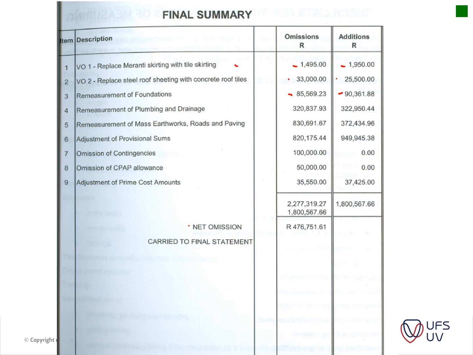Then you've got the remeasurement of the plumbing and drainage. 320,000 was allowed, and the actual amount measured was 322. Okay, and then this is then added up, and the difference is shown here, and then you get the actual omission that was carried forward to the final summary that we just showed in the previous slide. Okay, so it's very straightforward, just your summary of additions and omissions. Just note all of these items are VAT exclusive. That's why VAT is subtracted and then added later on.